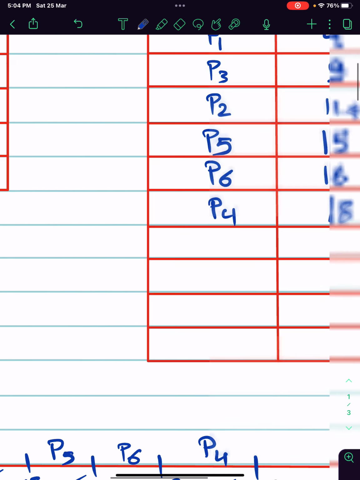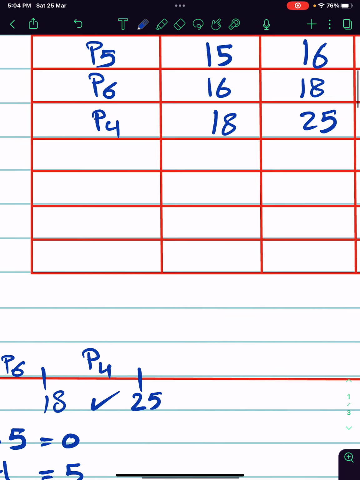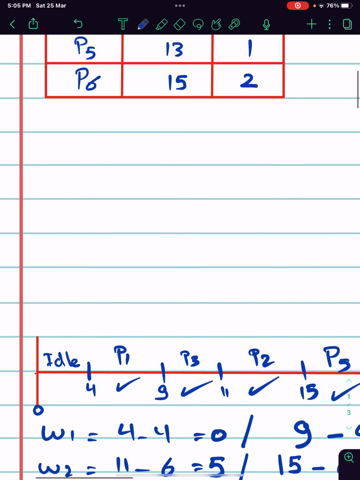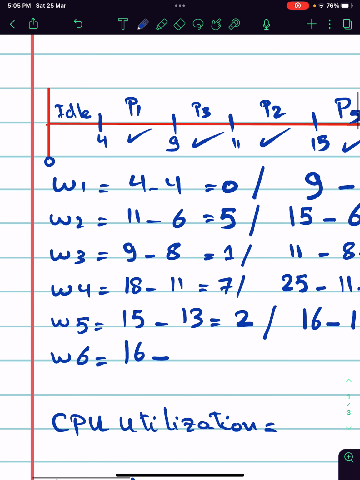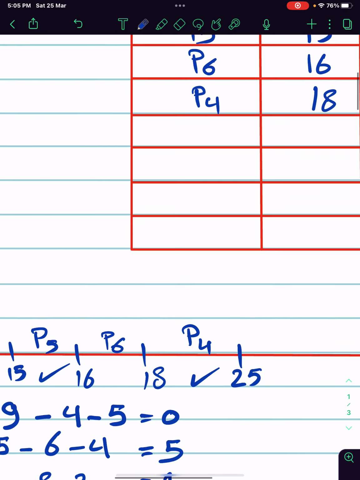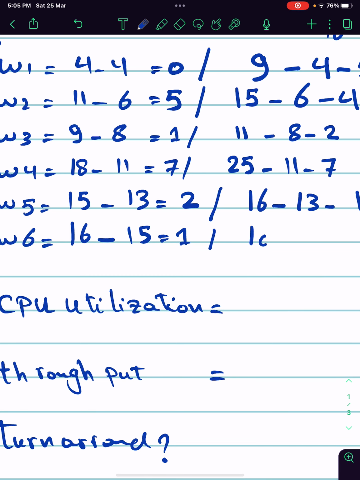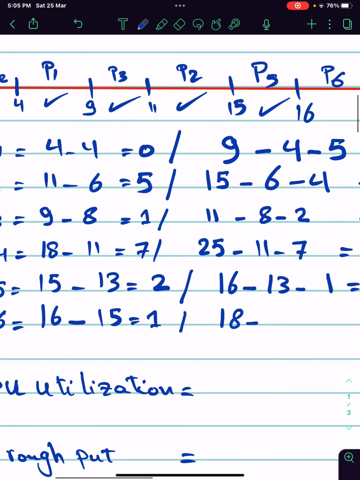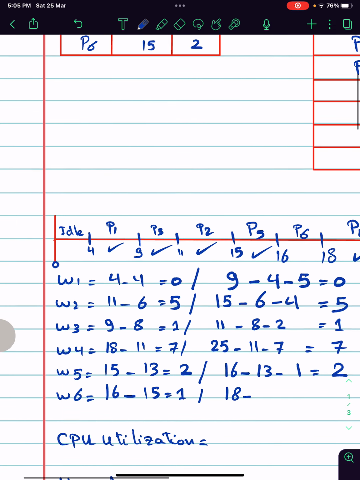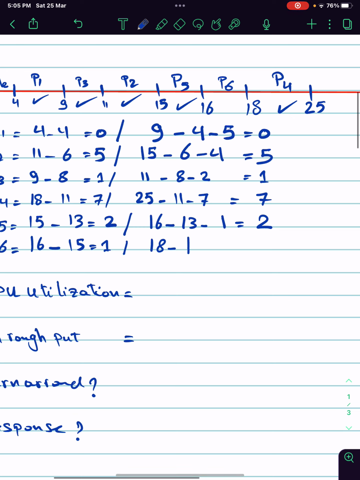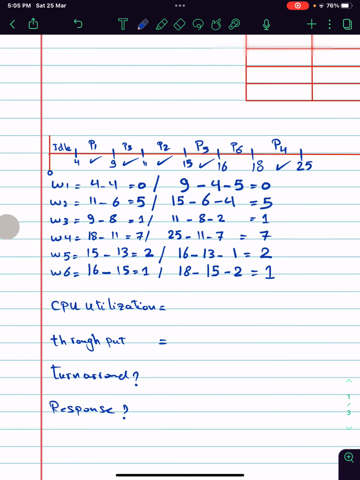W6, so for P6, P6 started at time 16 and it arrived at time 15. So the waiting time here is 1. If you use the other equation, P6 finished at time 18, P6 arrived at time 15, and the burst is 2, so the waiting is 1.